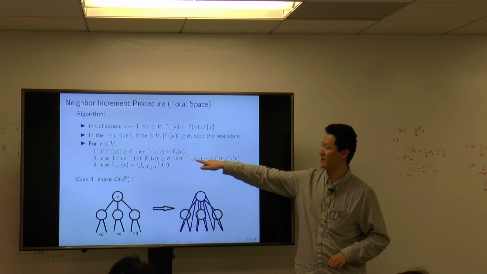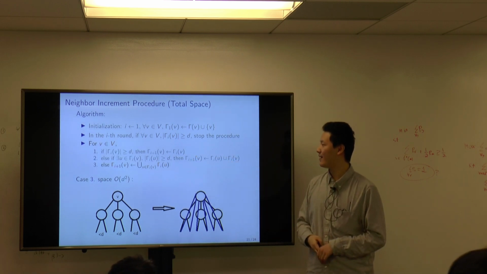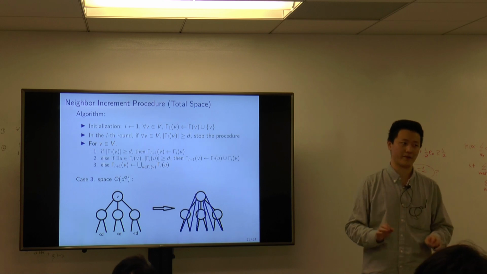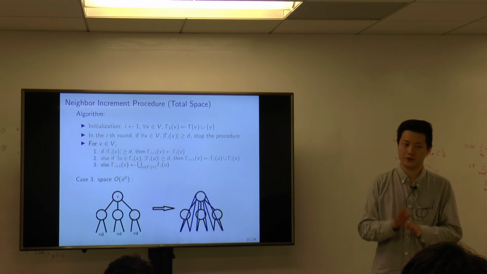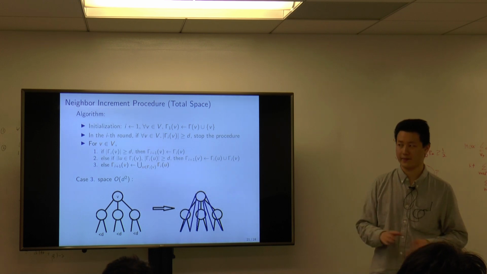Because of the space limits, I just omit that. But it is very important: if you have a neighbor set which is larger than D, you should truncate it. You just store D neighbors.